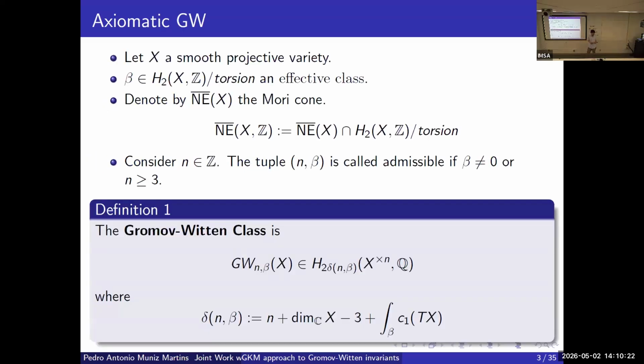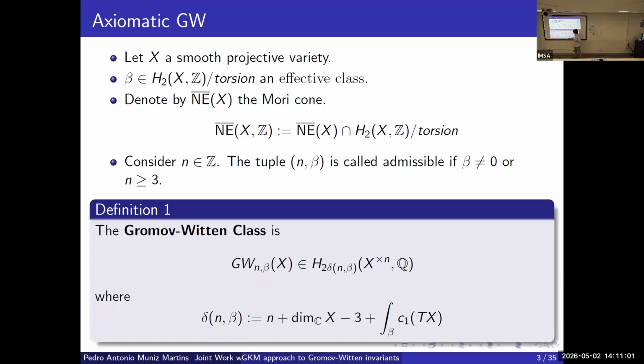Here I'm going to give a more axiomatic version of the definition of Gromov-Witten invariants. The basic setup is always a smooth projective variety X, and we take beta, an element in the homology, an effective class, in other words, a class that comes from a curve. We denote the tuple (X, beta, n) as divisible if the class beta in homology is different from 0, or n, the integer, is greater than or equal to 3.